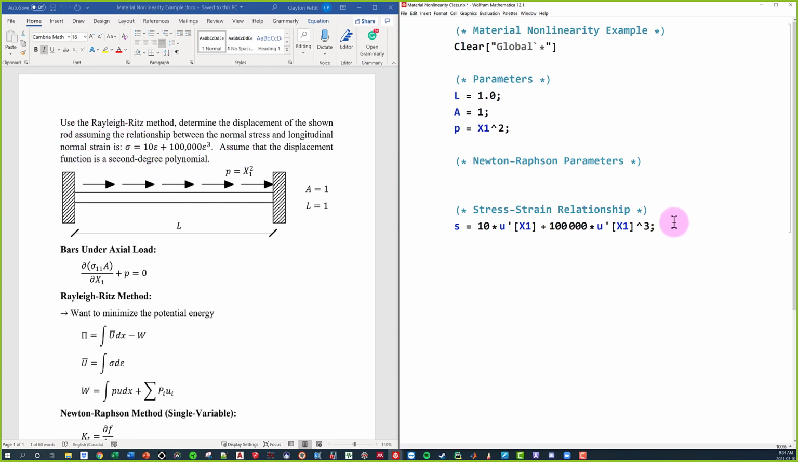Now again, a lot of you guys are probably saying, Clayton, why did you do it in terms of displacement rather than strain? Well, this is because we are actually going to determine our exact solution. In our exact solution, we solve our differential equation for the displacement. We're not solving it for the strains, we're solving it for the displacement. Therefore, our differential equation needs to be in terms of that displacement.